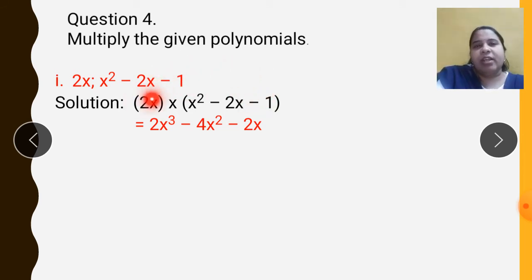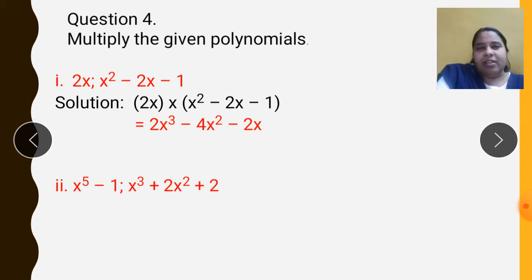So let us do that. 2x into x square is 2x cube. 2x into minus 2x is minus 4x square. 2x into minus 1 is minus 2x. No like terms here. This is the final answer. Very easy 1 mark question.